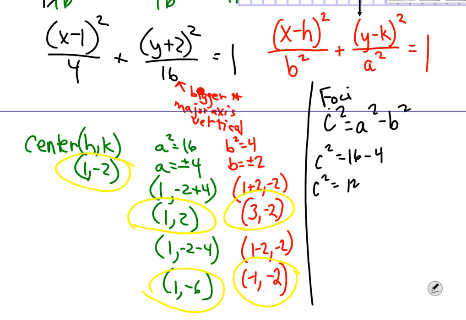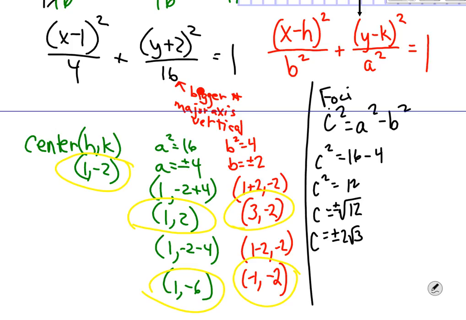c squared is 12, and c is plus or minus the square root of 12, which, since 4 goes in there 3 times, is 2 square root of 3. C is plus or minus 2 the square root of 3. And just a little reminder, I want you to know what those are in simple radical form.